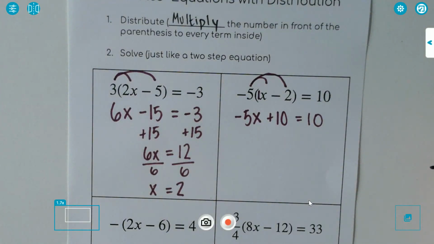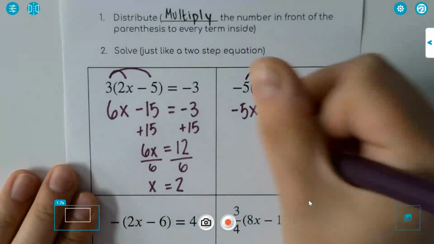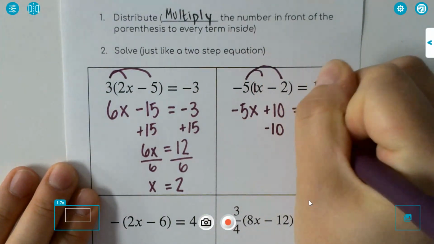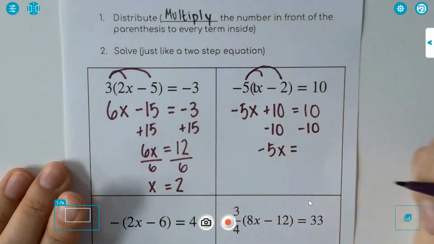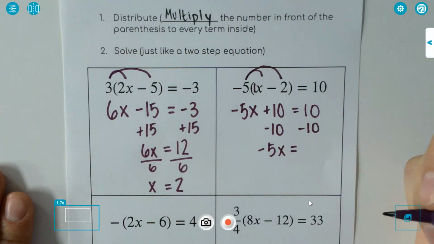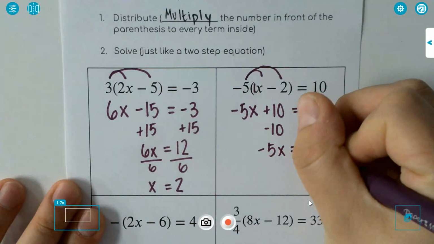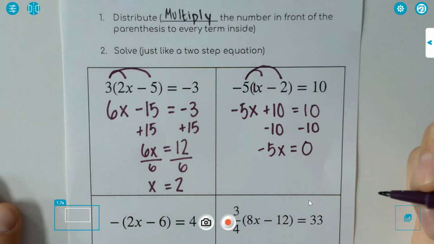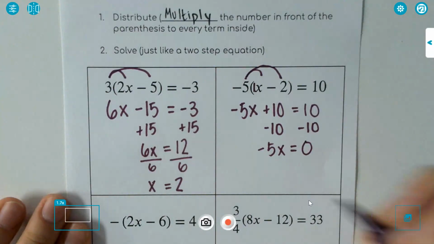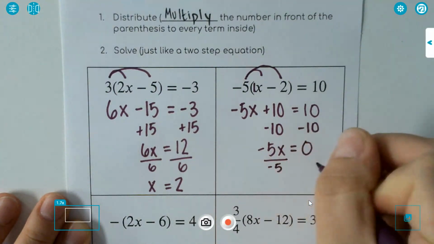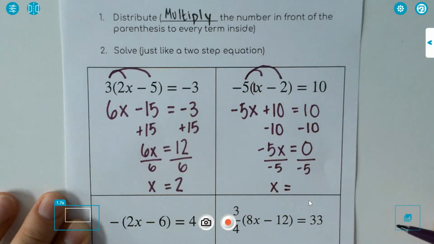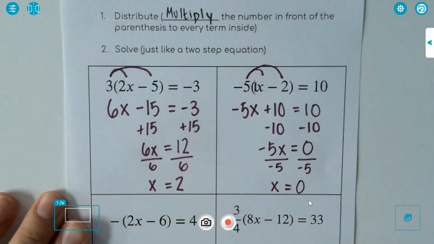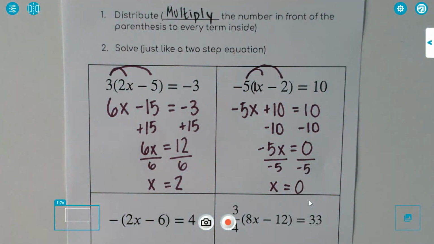Okay, from here, we're going to solve this. It's just a normal equation. I'm going to subtract 10 from both sides. I've got negative 5x on the left. On the right side, 10 minus 10 is 0. 0 is a number. You don't need to freak out. You can just keep going. Then we divide both sides by negative 5. 0 divided by anything is 0. Awesome. Okay, any questions on that guy?